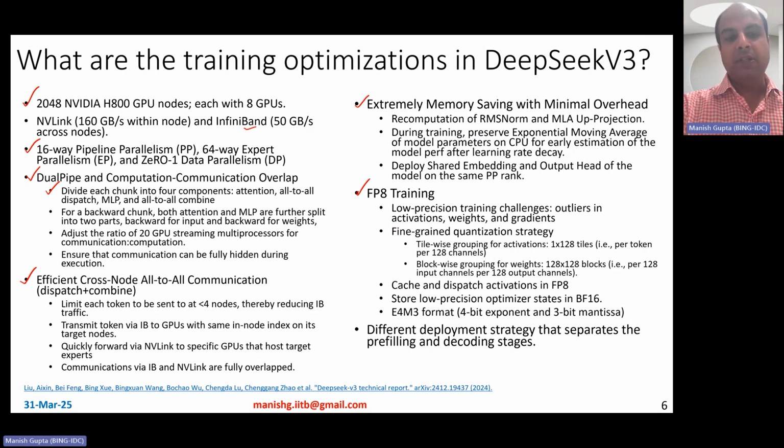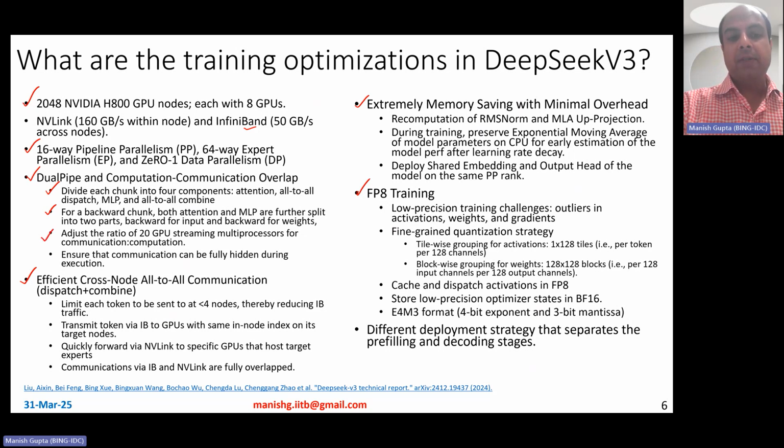And especially for a backward chunk, when you're doing back propagation, both attention and MLP are further divided into backward for input and backward for weights. So these deep level divisions allow them to overlap computation and communication, overlap the processing being done across these chunks, of course while respecting dependencies, such that they make the most effective use of the entire cluster.